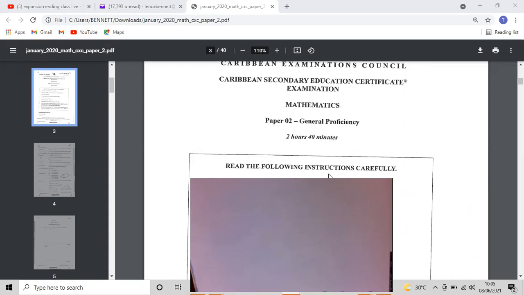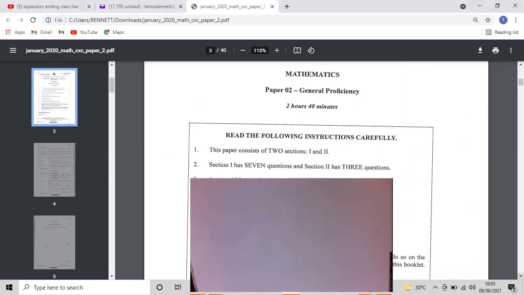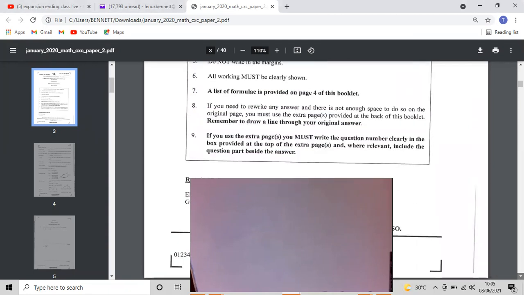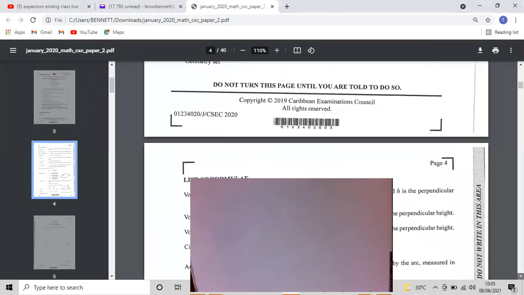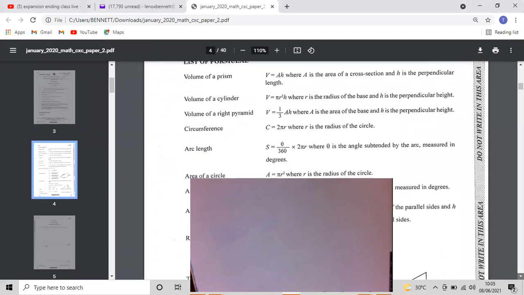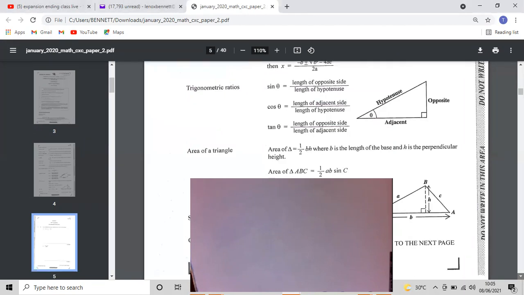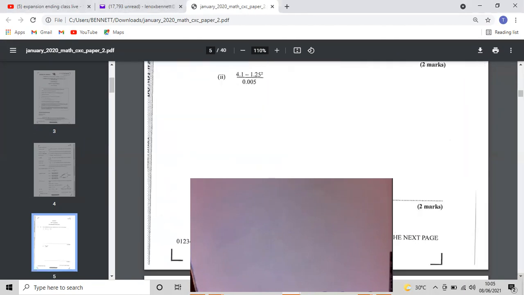All right, guys, this is paper 2 of the January 2020 paper. Let me just scroll down so you guys can see what's happening on our sheet. And this is January 2020.